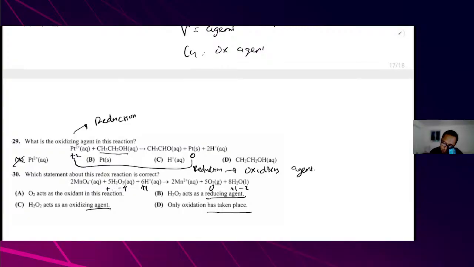I mean, okay, should be plus 2, right? Okay. And then okay, it should be minus 2 and minus 2, right? Okay. So oxidation over here. Yeah, oxidant in this reaction, exactly. No, not the oxidant. Okay, H2O2 acts as oxidation agent. No, it should be the reducing agent. Yeah, it should be the reducing agent.